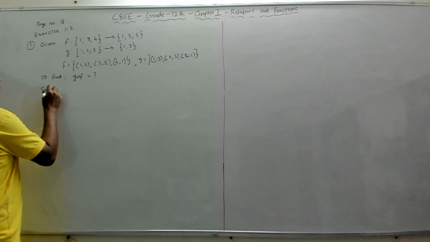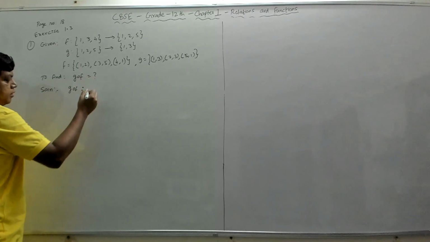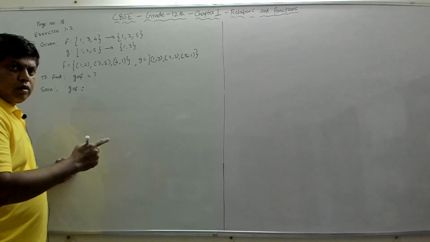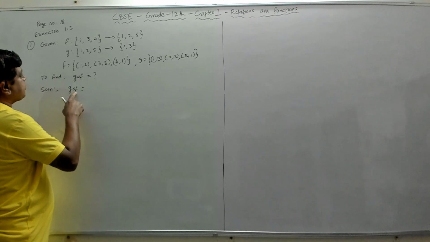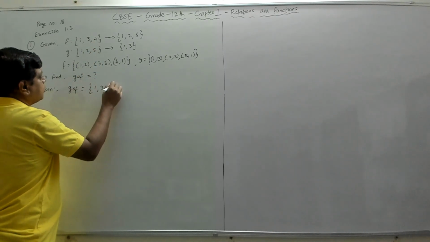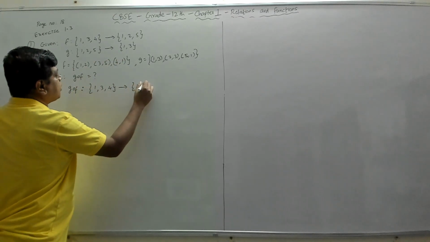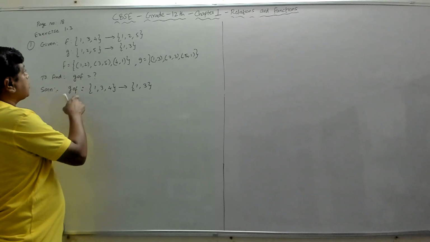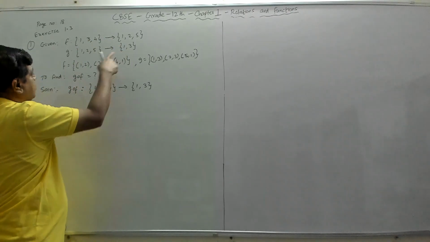So solution is, now g of f, first we need to define g of f is from which set to which set. We have to define the domain set and codomain set for g of f. G of f, f starts from which set? F starts from 1, 3, 4. So it will be from 1, 3, 4 to g is ending with the codomain is 1, 3. So your g of f will be a function from this set to this set. This is a domain, this is a codomain for g of f.